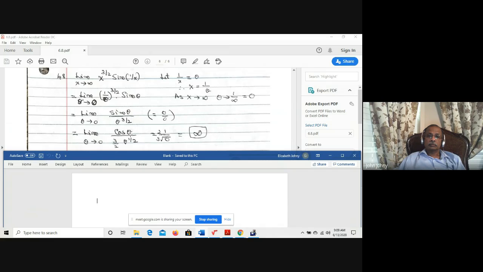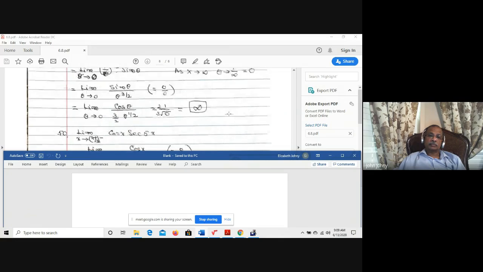You get 1 divided by 3 half times square root of 0, that is infinity. Final answer is infinity because the denominator is 0, the numerator is not 0. This is a positive 0 because the square root means the answer is positive. So the answer is positive infinity.